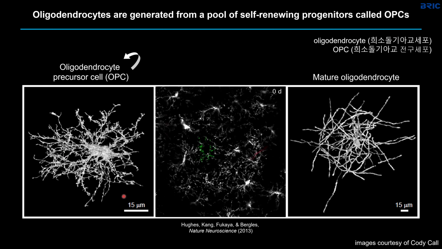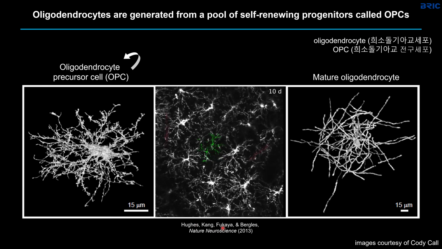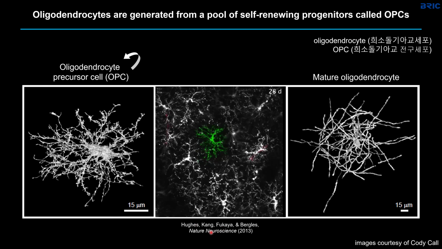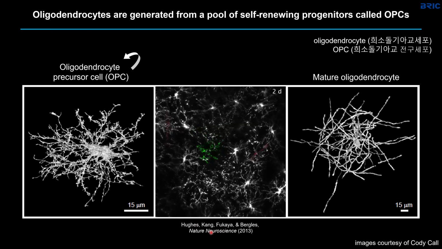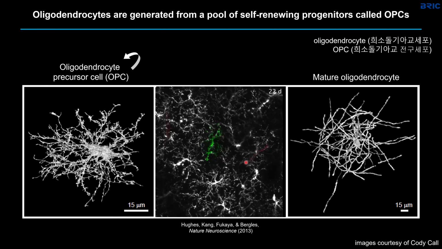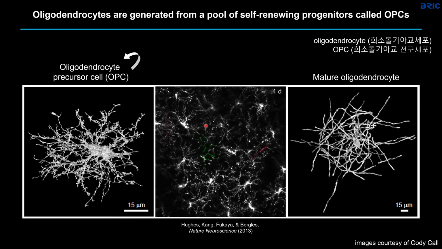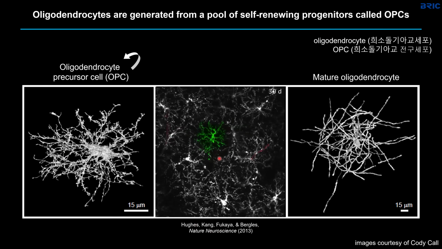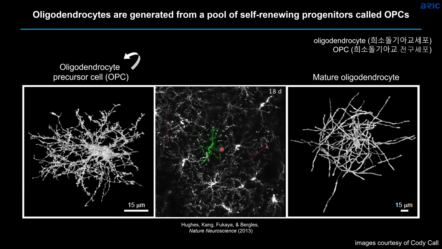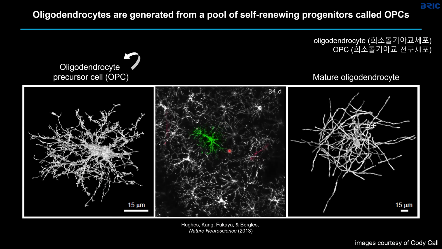So here is a video of in vivo imaging data from mouse cortex from Dwight Burgess' lab. And what you can see is that these OPCs are highly dynamic, where they dynamically extend and retract their processes. And you can see that one OPC can undergo proliferation to generate two OPCs.